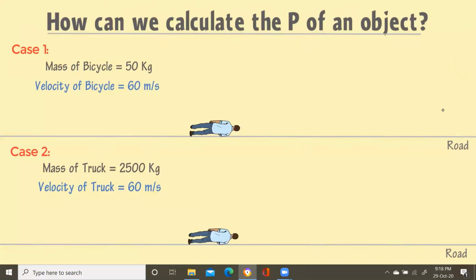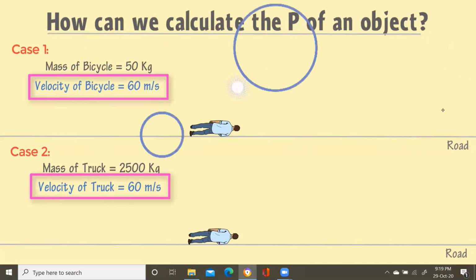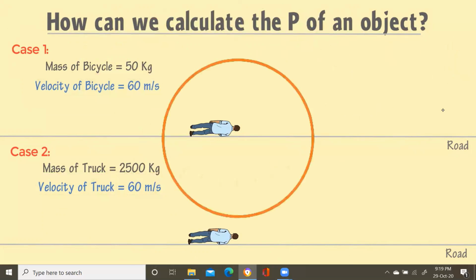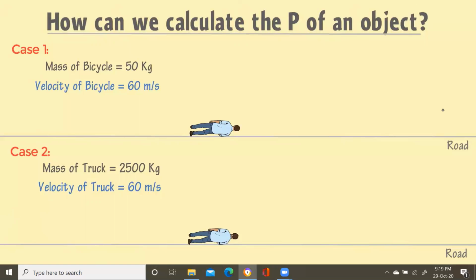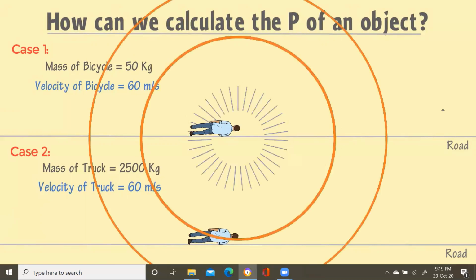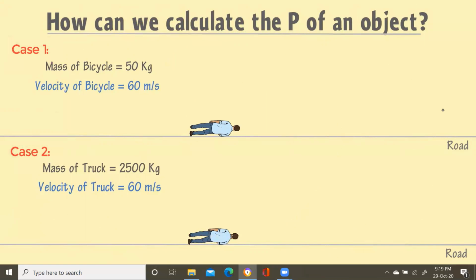Can you guess why the person in case 1 is merely injured, while the person in case 2 has died or is in serious condition, although both the bicycle and truck were moving with the same velocity of 60 meters per second? I hope your answer would be the difference in masses. If so, then you are 100% right. Let me explain these two cases in physics.